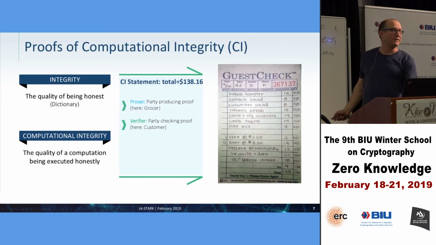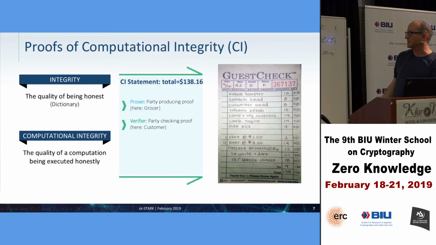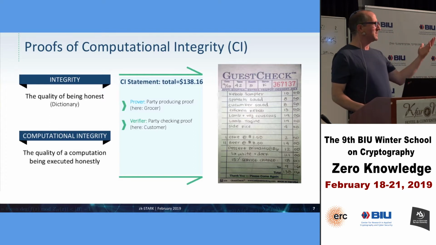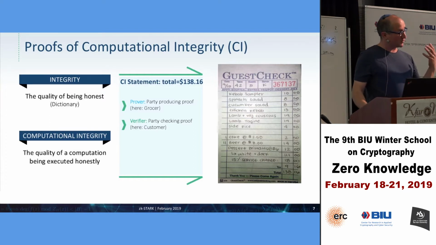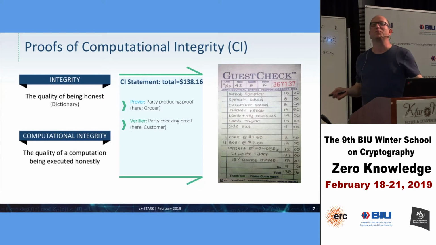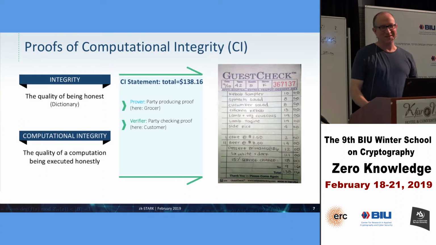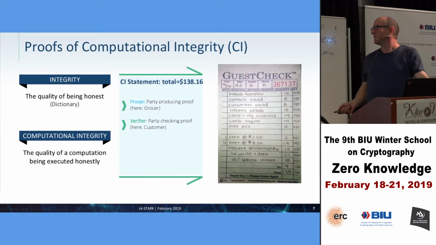The prover is the party that generates this proof. In this case, it would be the restaurant owner, or the grocer if this was a grocery list. The verifier is the party checking the computation. In this case, it would be the customer. So next time you're asked what a zero-knowledge proof is, you could say, well, it's just like a grocery receipt, because it really serves the same functional purpose. But of course, Bar-Ilan wouldn't be running a 5-day school on grocery receipts, so there's a little bit more to them.